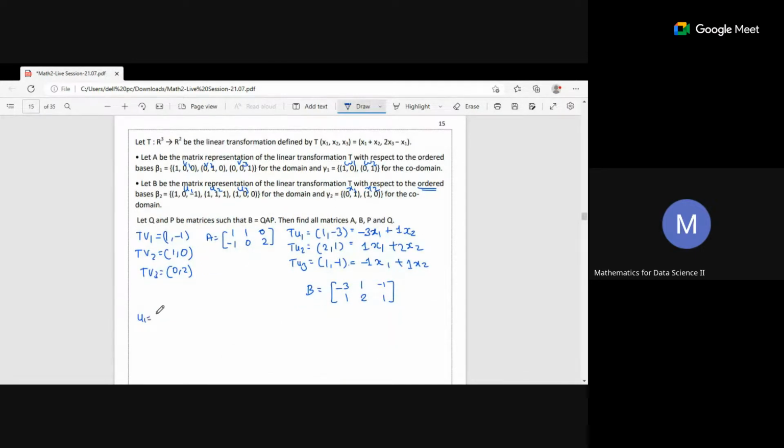Your beta 2, U1 is 1, 0, minus 1. So in terms of standard basis, it is very easy actually. So 1 V1 plus 0 V2 minus 1 V3. And U2 again, it is easy. 1, 1, 1. So 1 V1 plus 1 V2 plus 1 V3. And U3 is 1, 0, 0. So 1 V1, 0 V2, 0 V3. So what is your P then?